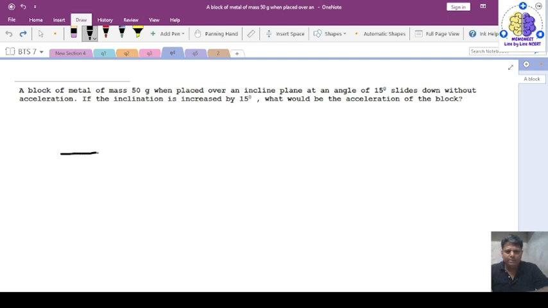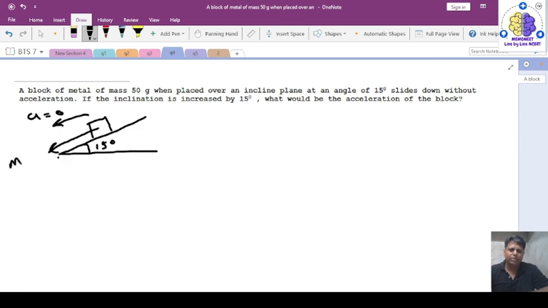initially, if this is the inclined plane and the angle of inclination is 15 degrees, the block is sliding down without any acceleration, that is, acceleration is equal to 0. So as we saw just now, there will be a force acting in this direction, which will be equal to mg sin theta. So it will be mg sin 15 over here, right?